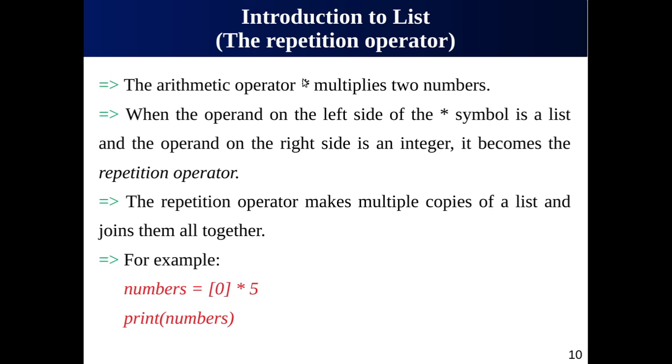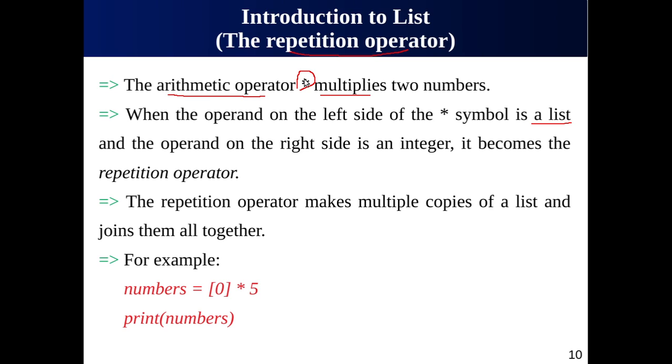I'm sure you must be familiar with this operator here, star, which is an arithmetic operator that is used for multiplication of two or more than two numbers. However, we can also use this symbol for another purpose. When the operand on the left side of this operator is a sequence, for example, a list, and the operand on the right side is an integer, then it is known as a repetition operator.